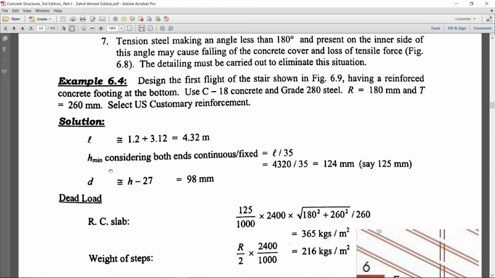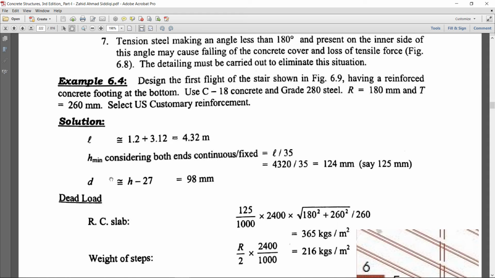So that's mentioned in the condition. H minimum considering both ends fixed or continuous. So in our case one end fixed and one continuous. So we will select L by 35. So that is 4320 millimeter divided by 35. So the minimum depth required for the slab for design of stair is 124 millimeter. We will just round it up to 125 millimeter.